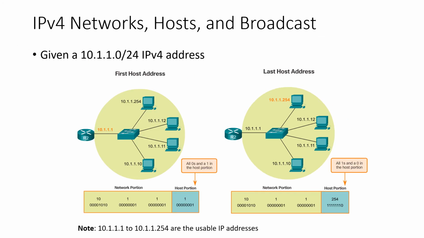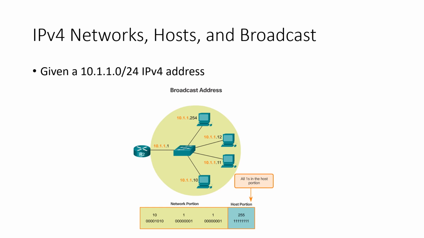So in this network, given a 10.1.1.0/24 IP address, the first host starts from 10.1.1.1 going to your last host, that is 10.1.1.254. Okay, so anything in between, those are your usable IP addresses.